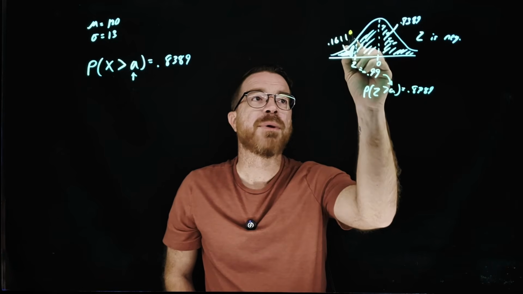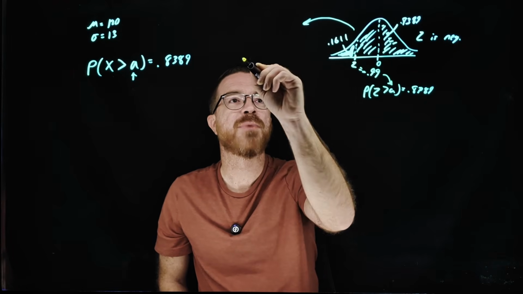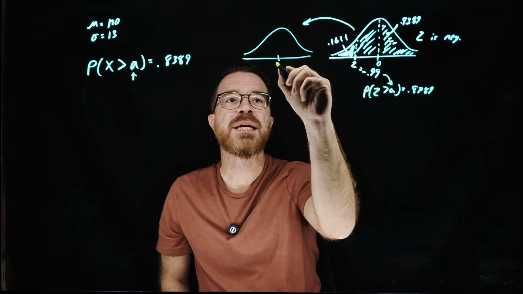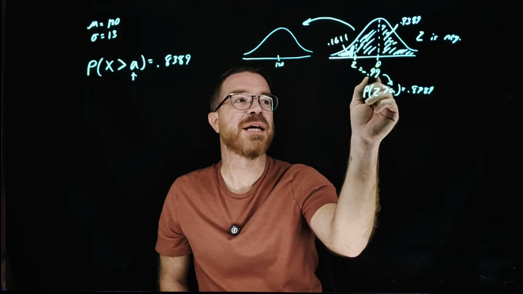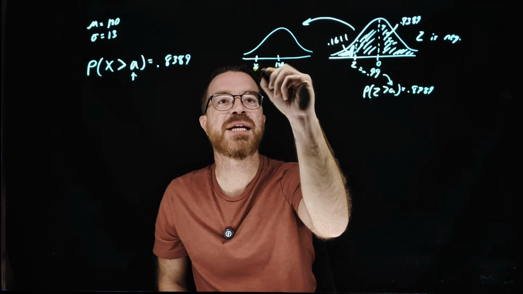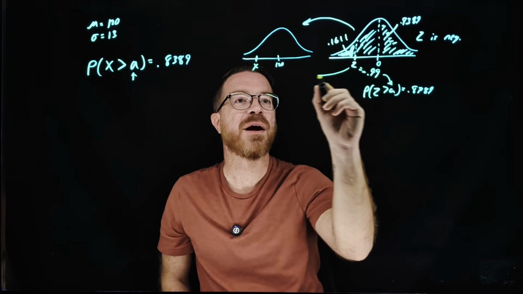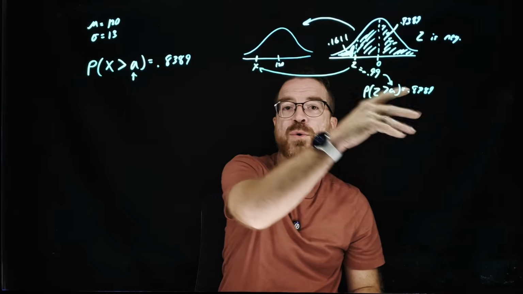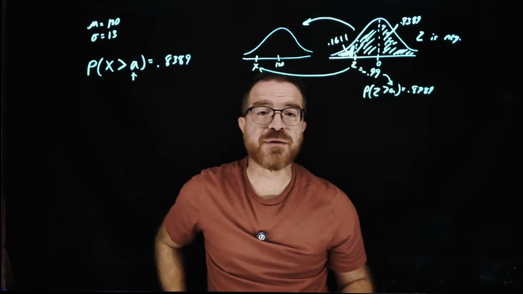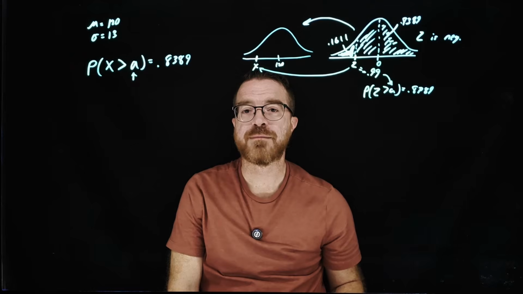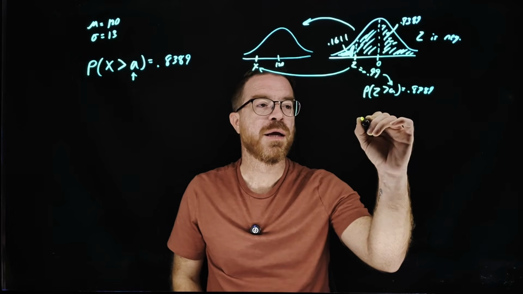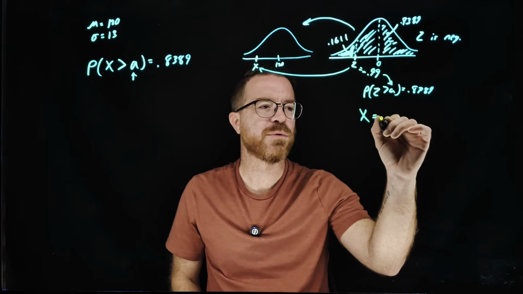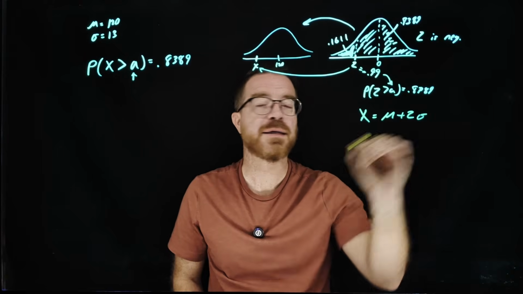But I want to transform this back to my normal distribution, which is centered at 120. Because it's on the left of 0, I'm going to have some value over here, and this is the value that I want to figure out. So I need to do a transformation from my standard normal to my normal distribution with a mean of 120 and a standard deviation of 13. The way we're going to do this is, I'll write it as X just to keep it consistent with the problem, X is equal to mu plus Z sigma.